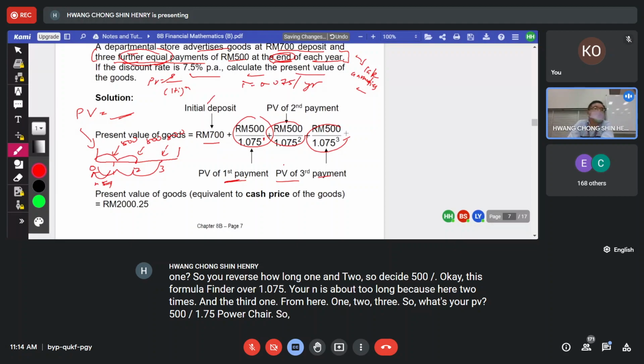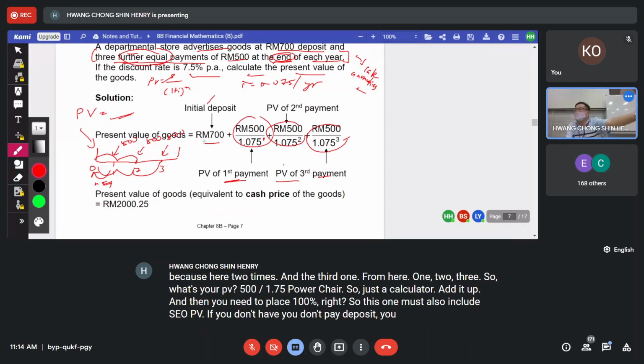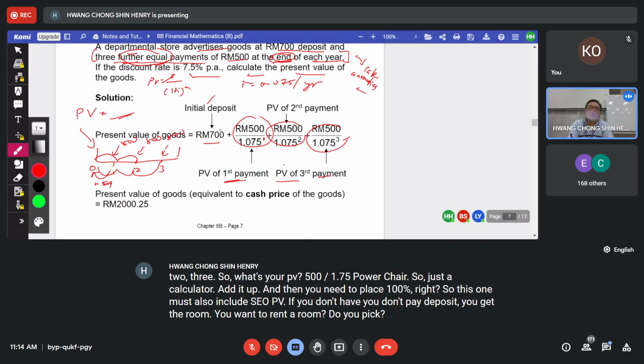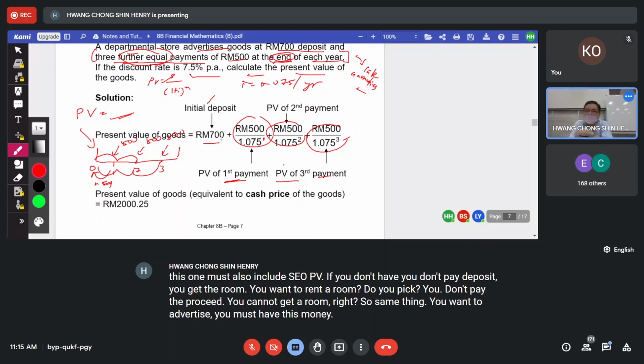So use a calculator, add it up. And then you need to pay 700 deposit, right? So this one must also be included as your PV. If you don't pay deposit, do you get the room? If you want to rent a room, you don't pay deposit, you cannot get a room, right? So same thing. You want to advertise, you must have this money deposit also as your present value.